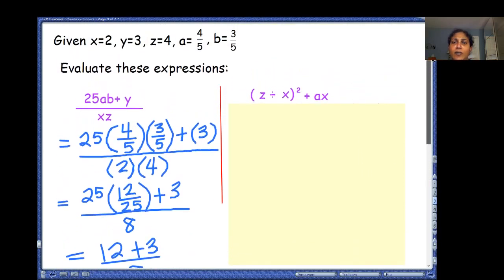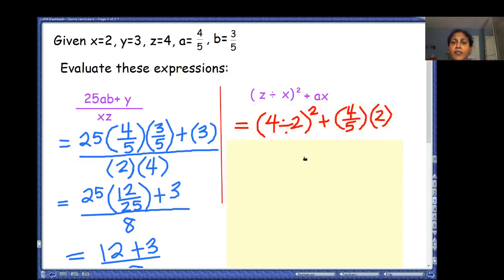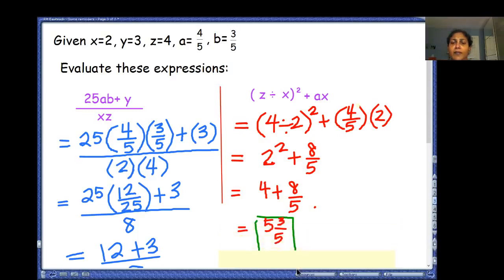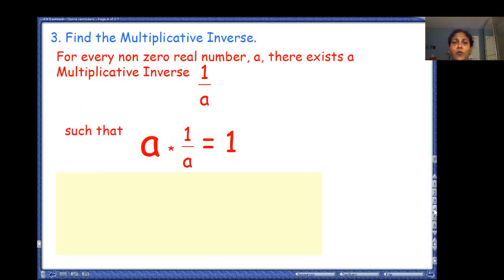Let's look at the second one. This one, the square belongs to the entire parentheses, not just to the x. You need to be very careful on where the square lies. So here we will substitute using parentheses as much as possible. And so in the next step, it's 2 squared plus 8 over 5, followed by, you simplify the answer and the answer is 5 and 3 over 5. You're going to try some more of these for homework.